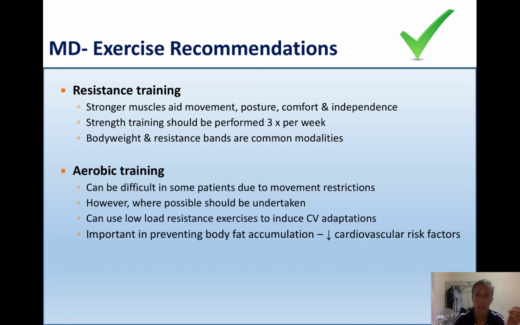Aerobic training can be difficult in people with severe movement restrictions. Nevertheless, where possible, it should be undertaken. Even arm ergometers can be used for people that are wheelchair bound. You can also look to use low load resistance exercises, more like a circuit training stimulus, and that can help induce cardiovascular adaptations, as we know. So if traditional aerobic training is impossible, try and get creative with some really low intensity resistance and just higher volume, to get that cardiovascular response as well.